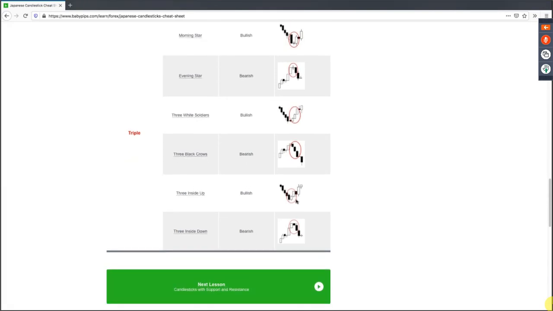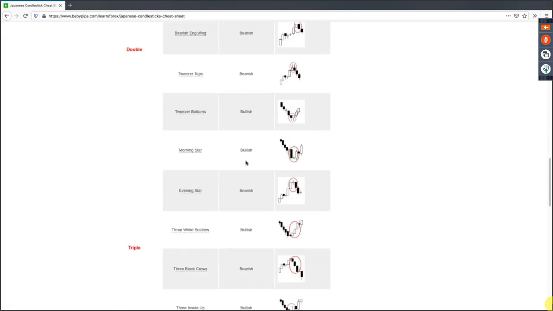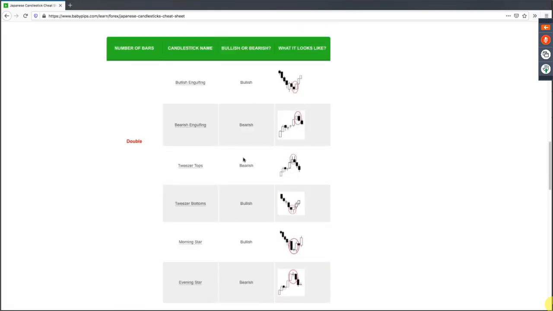Three inside up. Basically you have a black candle and two green candles and a reversal. And then for three inside down, it's the other way around. You have a green candle and then two black candles that represent this. Yeah, so that is basically candlestick formation patterns. Let's try and hop on to the real chart and see if we can see them.